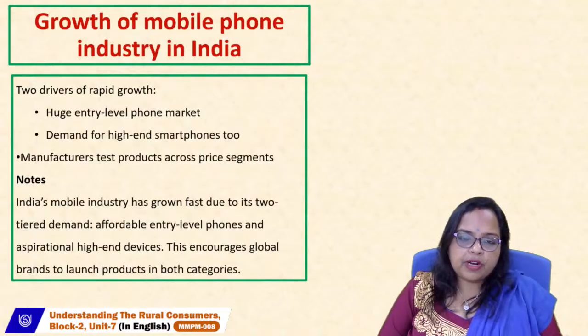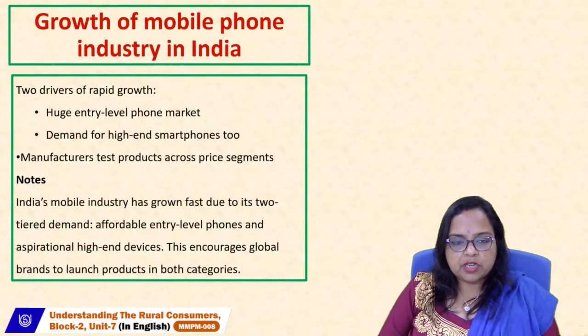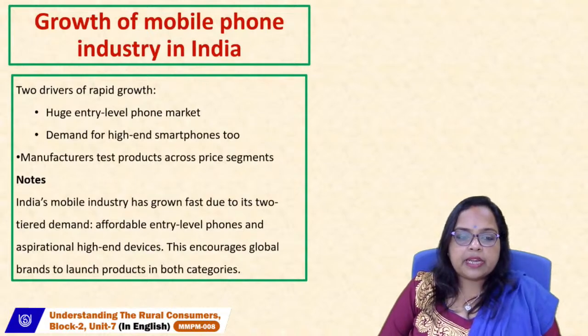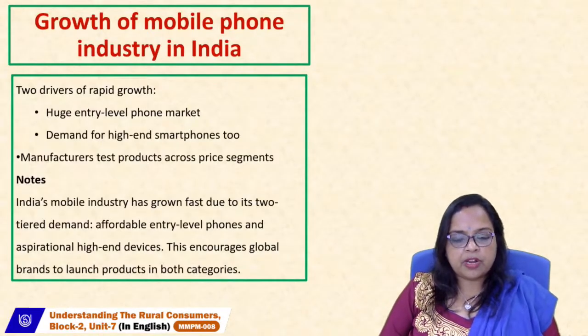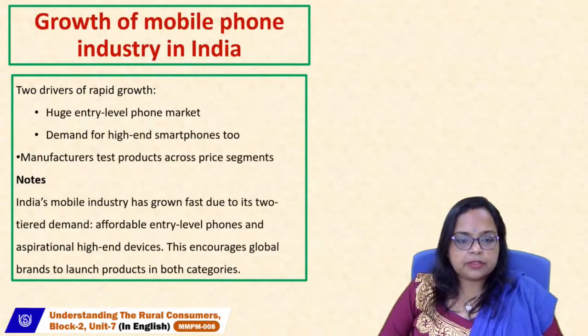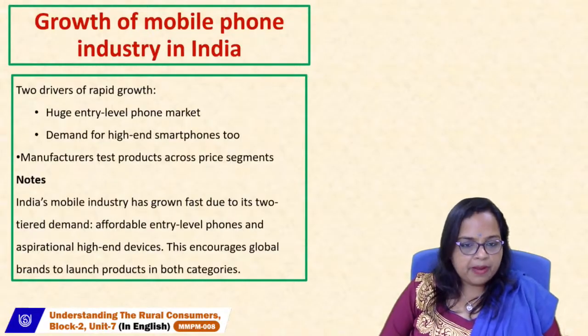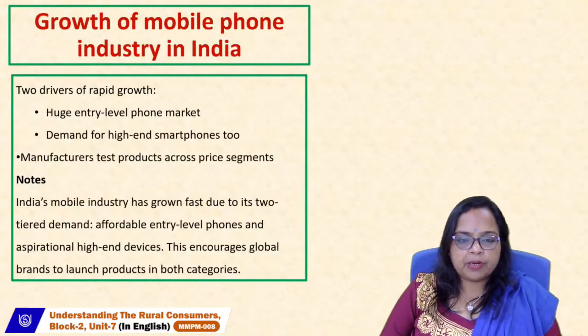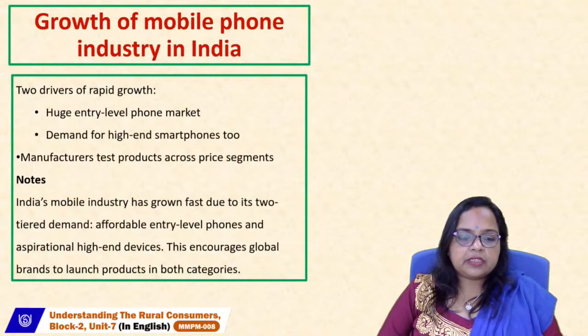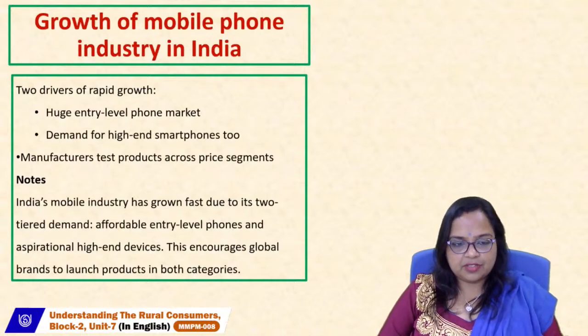India's mobile industry has grown fast due to two-tier demand. First is affordable entry-level phones, and second is aspirational high-end devices. What are the two factors that contribute to the growth of the mobile phone industry in India? First is that the customer can buy it, because every customer does not have higher purchasing power. So if the mobile phone comes in a bracket of affordable price, people are buying it, and there is an affordable range for mobile purchases available. And another demand is aspirational high-end devices. Let's say iPhone. This comes in this sector, that is aspiration.